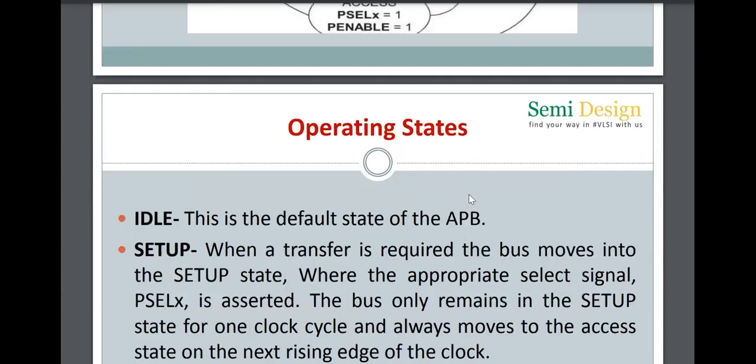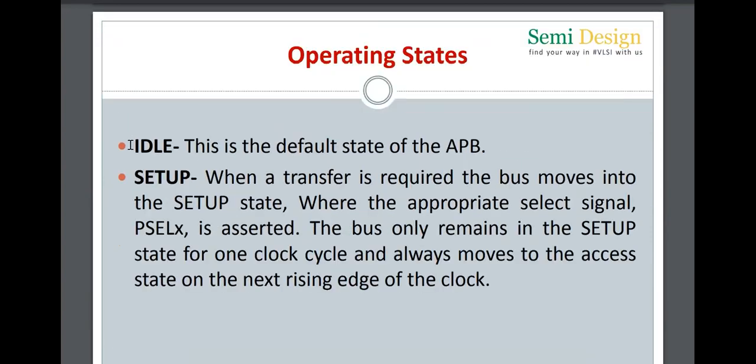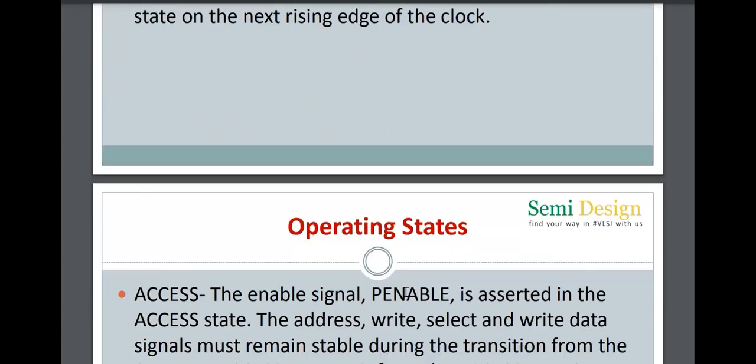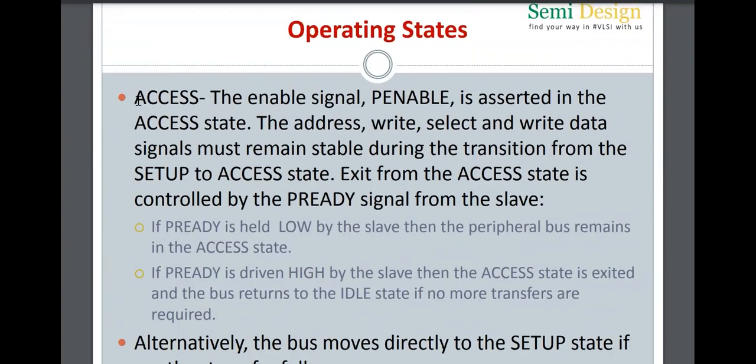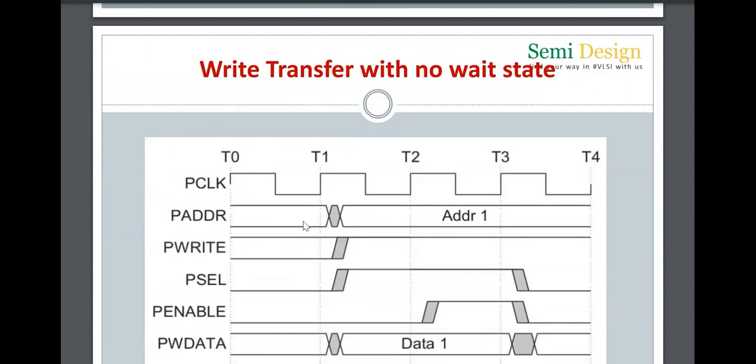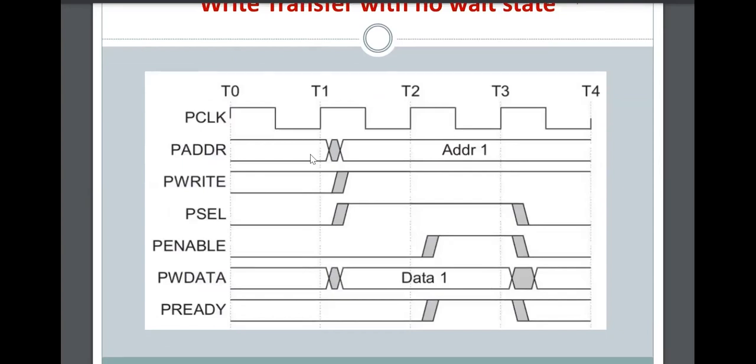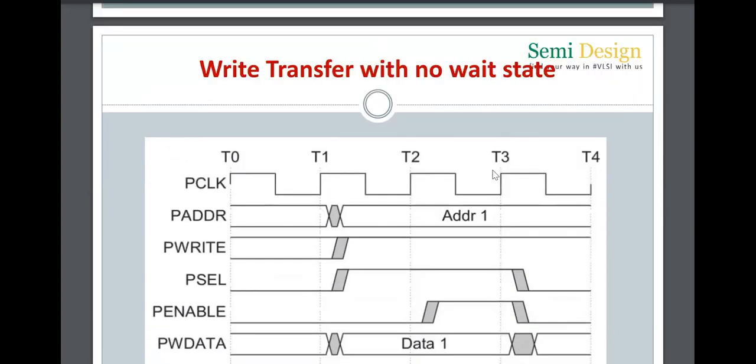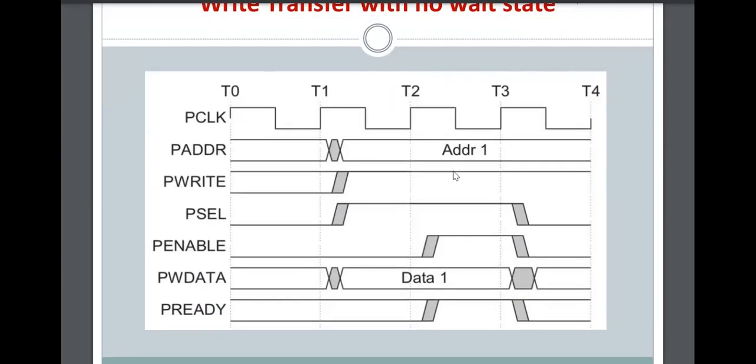Okay. Here we have mainly the waveforms. You can go through the theory part, whatever I just explained now, same thing. Access state, same thing. And here we need to see mainly these waveforms. APB, AHB, AXI, all are mainly understood through waveforms. We need to understand, and also we need to write the program through the waveforms. So if you see here, how can we do the write transfer with no wait state? With no wait state means we need not wait for the P ready signal.